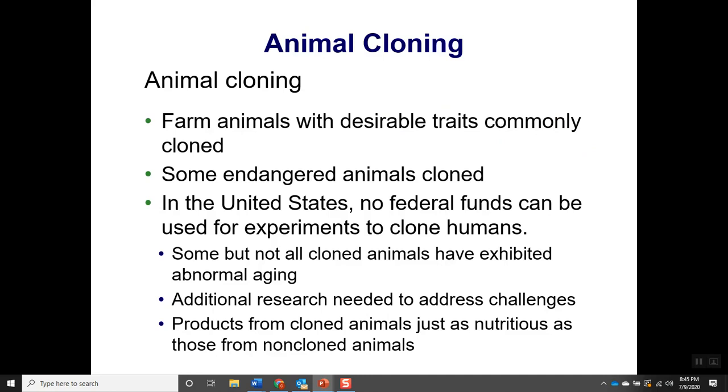Okay, so let's talk about animal cloning. So farm animals with desirable traits are commonly attempted to be cloned. Sometimes endangered animals are cloned because we don't want them to become extinct. Now, we will not find any cloning of humans, however, because there are ethical constraints there and legal limitations. No federal funds can be used for any experiments to clone humans.